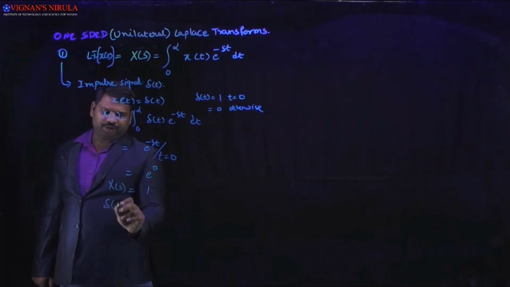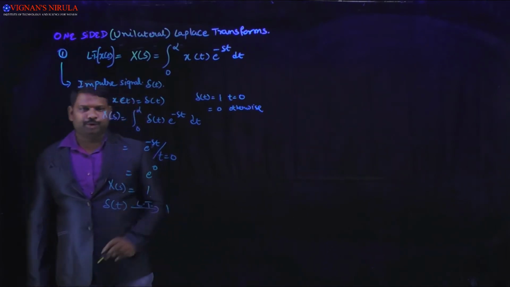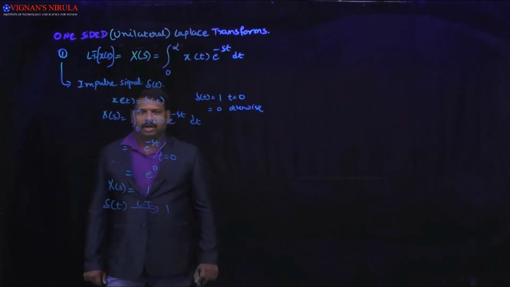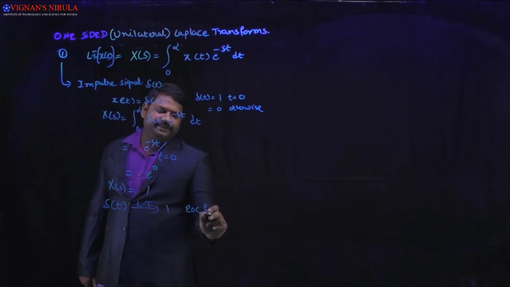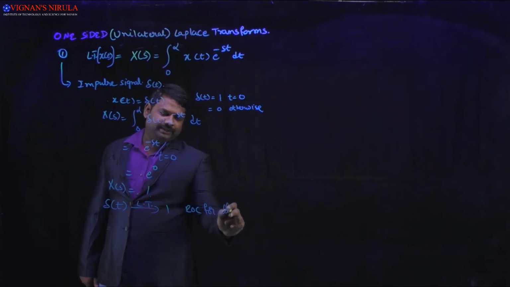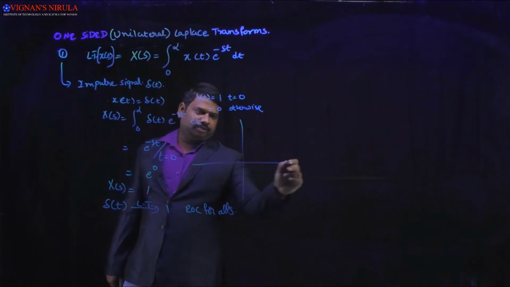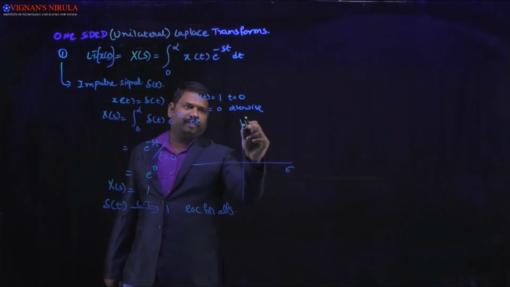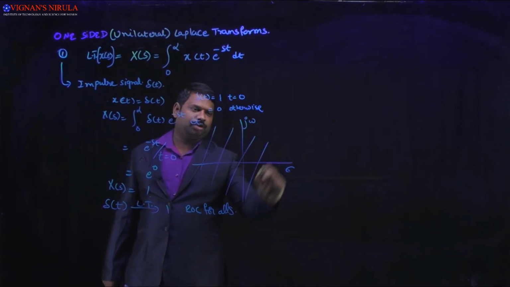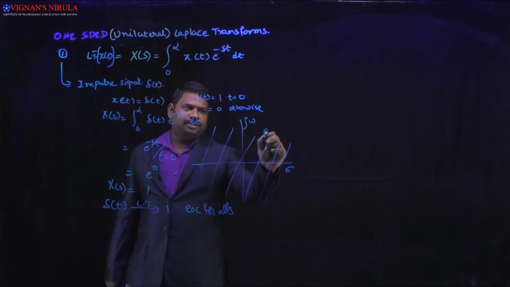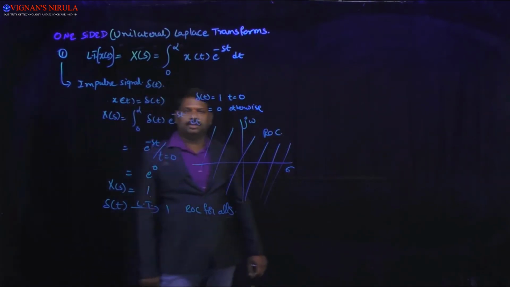That is, delta of t has Laplace transform 1. As there is no s in this particular Laplace transform, the ROC is for all s. When we plot the s-plane, on the x-axis we take sigma, on the y-axis j omega. The entire s-plane is your region of convergence.